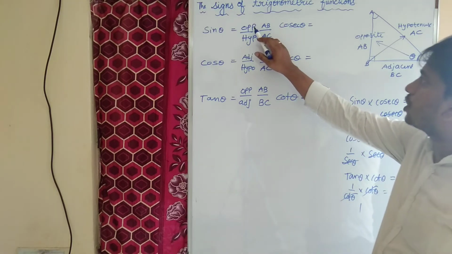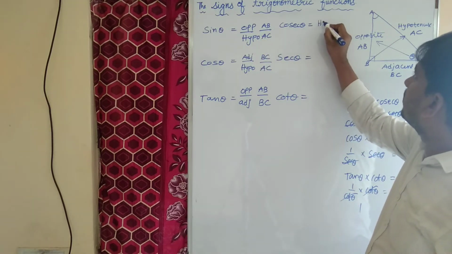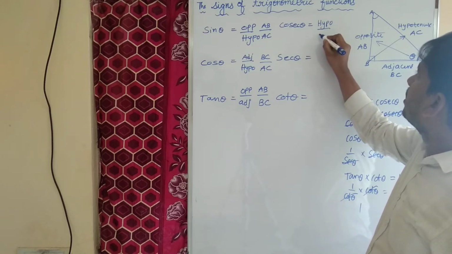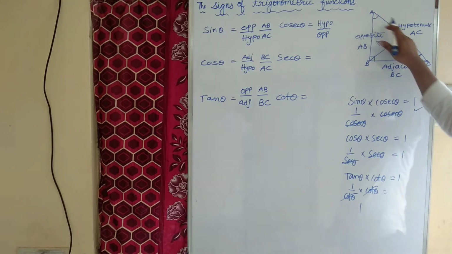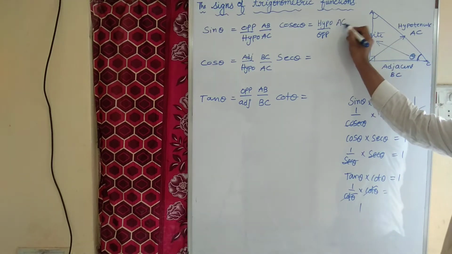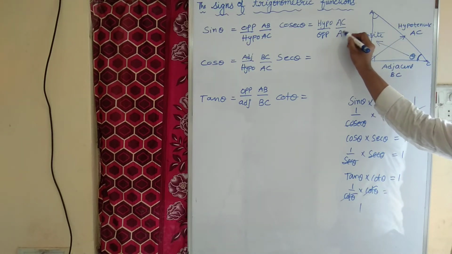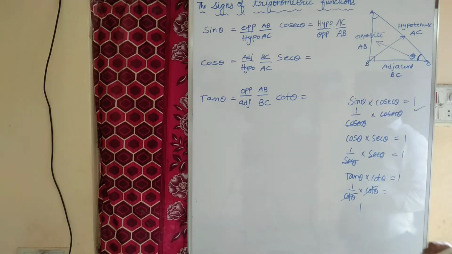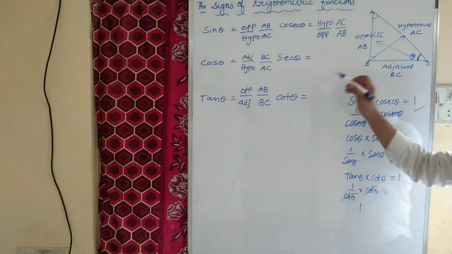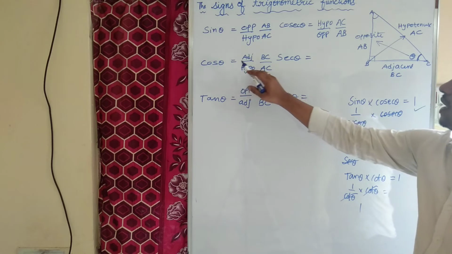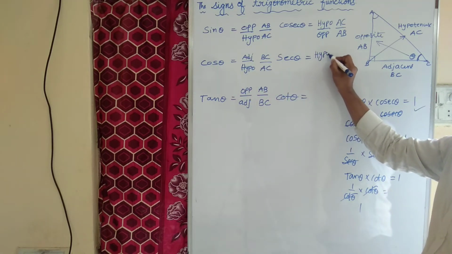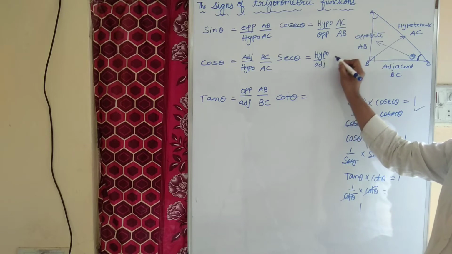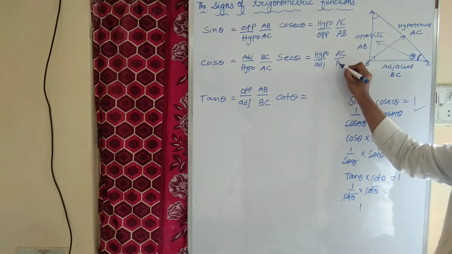So sin in the sense opposite by hypotenuse, cosec will be hypotenuse by opposite. Here in this case hypotenuse is AC and opposite is AB. So AC by AB. Sec theta is the reciprocal of cos theta. Cos theta is adjacent by hypotenuse, then sec theta will be hypotenuse by adjacent, that is AC by BC.